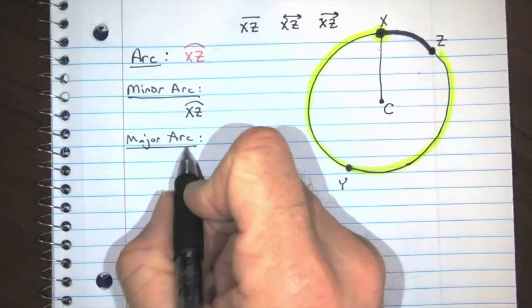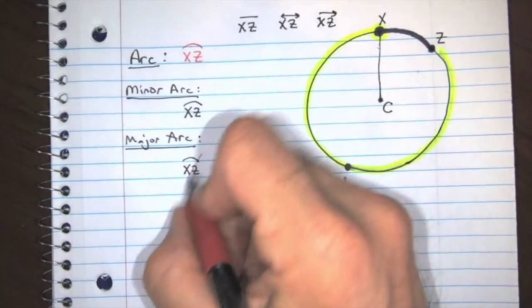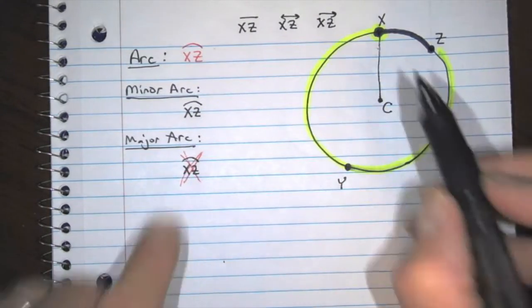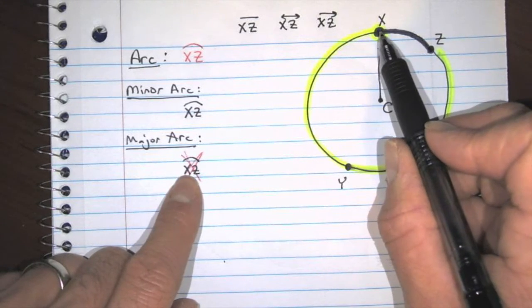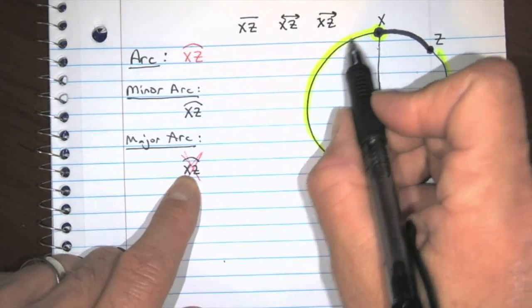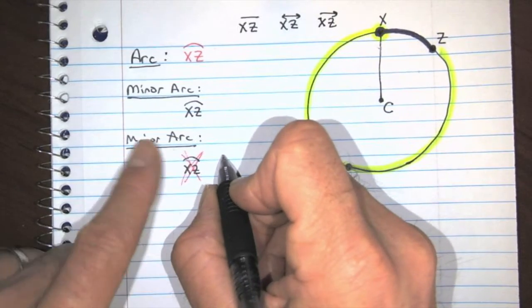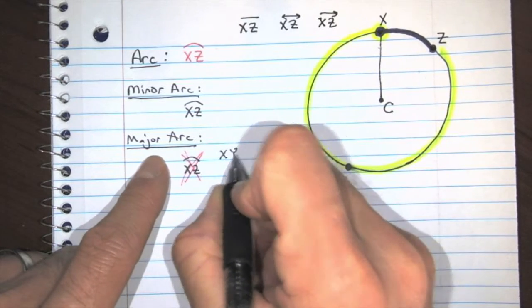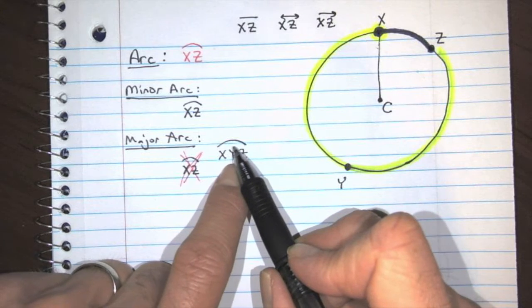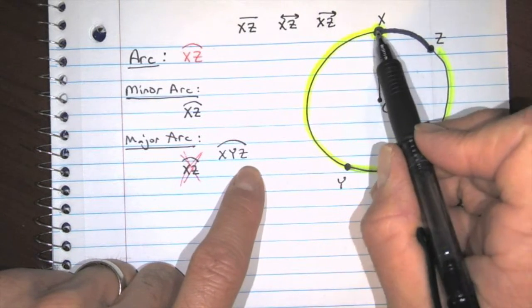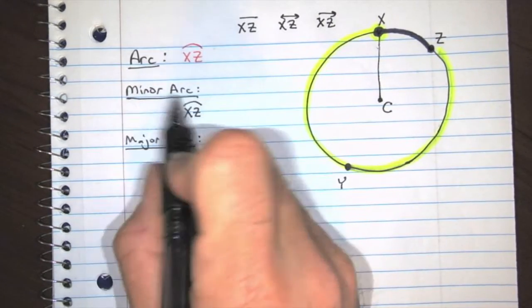Now, the way that you denote it, you do not say XZ. I got to put an X through it. That's wrong. Because if you're saying XZ is the arc, then you're saying you're going from X to Z. That's the minor arc. If you want to go the long way around, you actually have to start at X, go through Y to get to Z. So this major arc is denoted as XYZ. Starts at X and goes through Y to get to Z. There's the major arc. It's the long arc. This is the shortest arc.